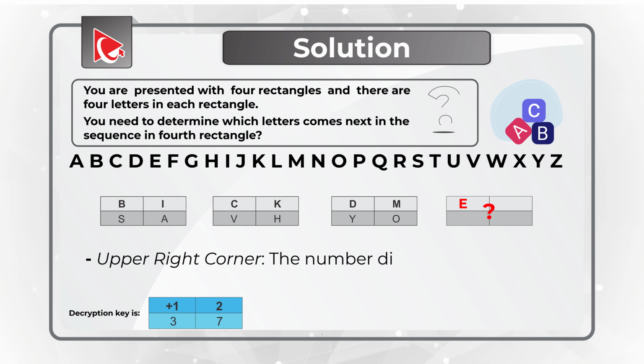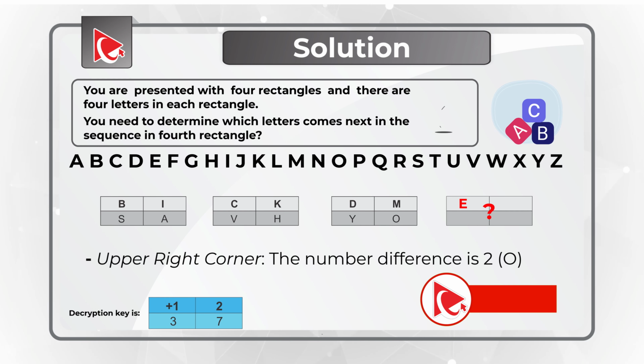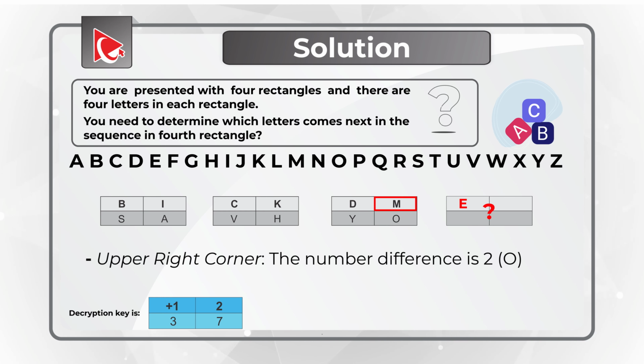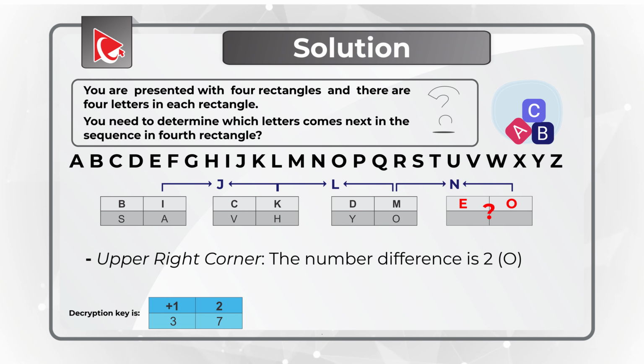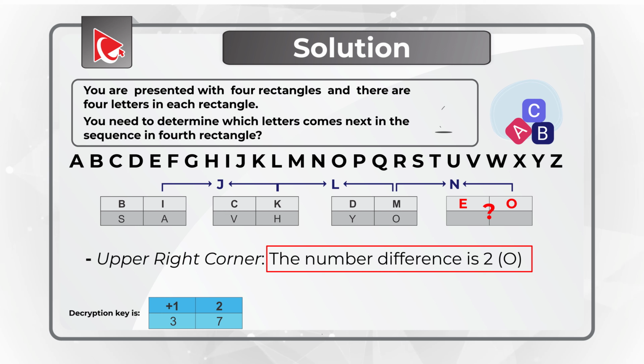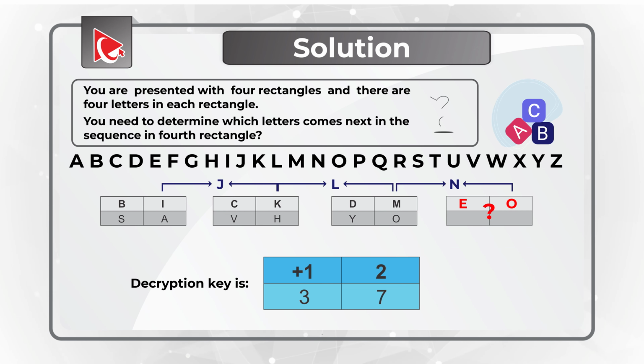Now let's look at the upper right corner of the rectangles. You see that in the main sequence, the letters are I, K, and M. And if you know the English alphabet, H, I, J, which is missing, K, L, next is M, and O, which means that the increment is 2, which matches the second number in our decryption key.